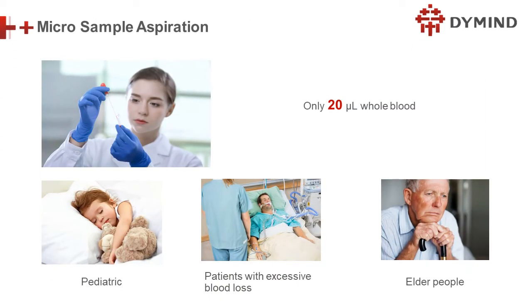Micro sample aspiration, only 20 microliters for whole blood. Okay, so it is good for children and good for patients with excessive blood loss, or very safe for elderly people.